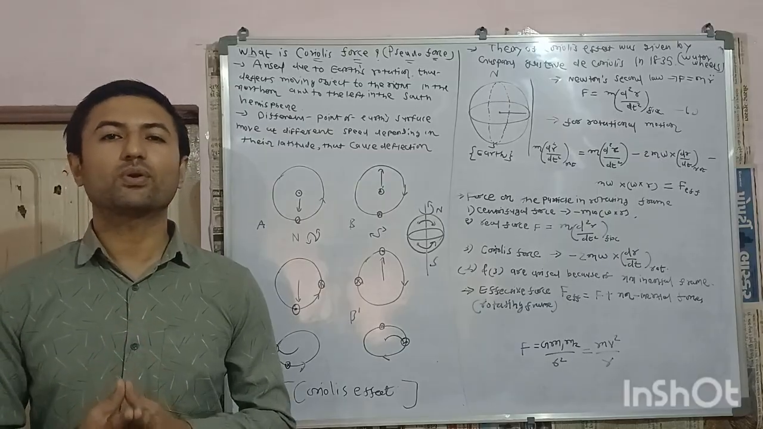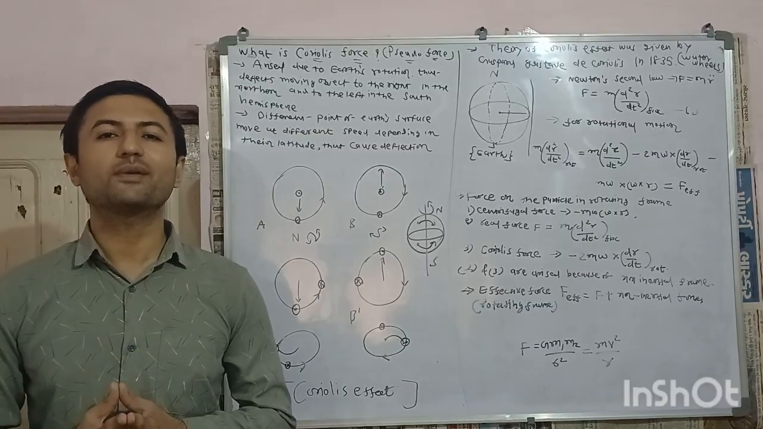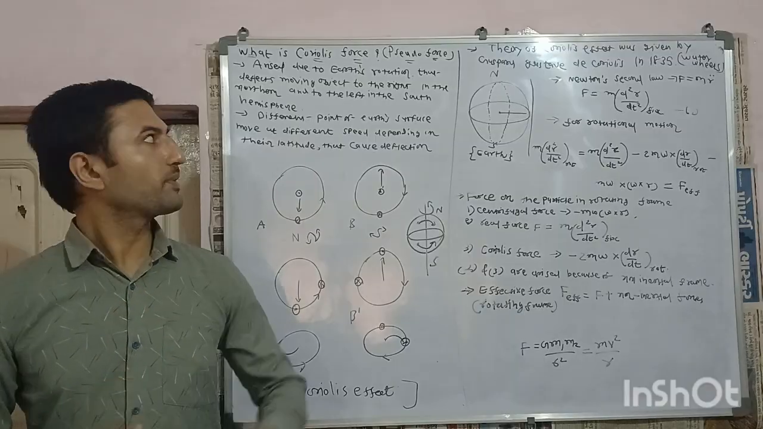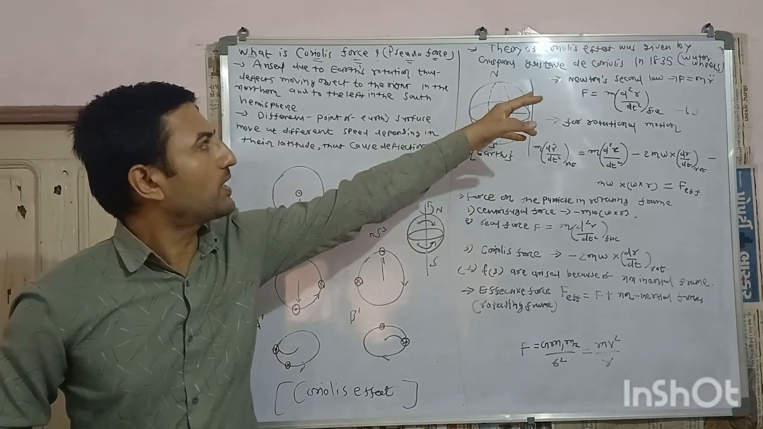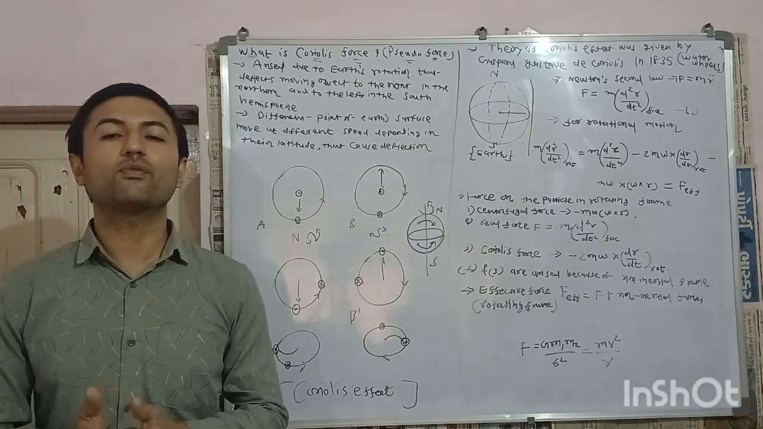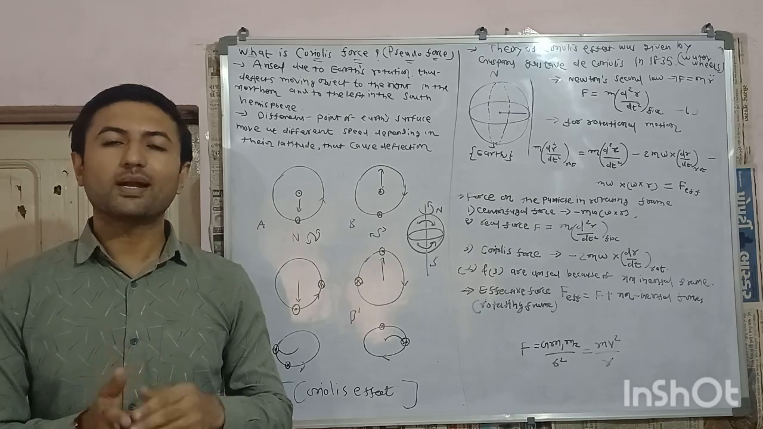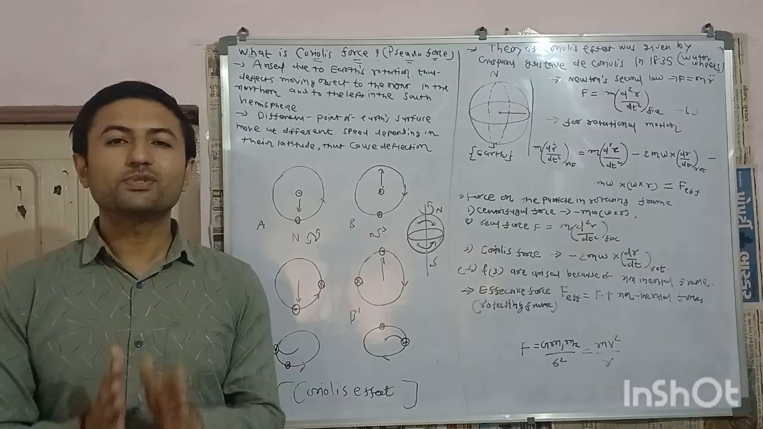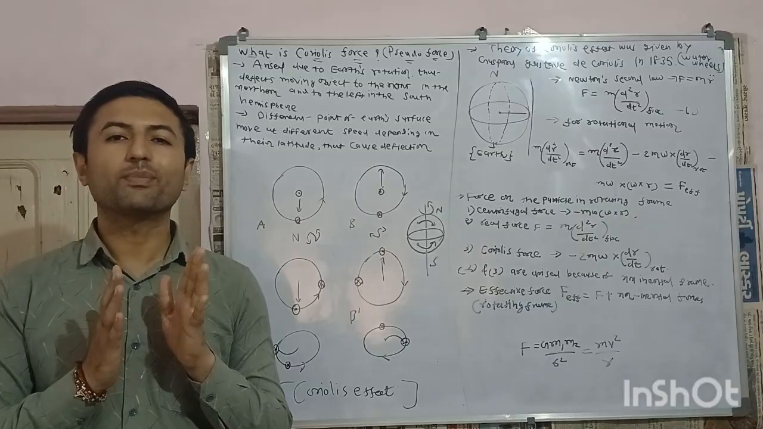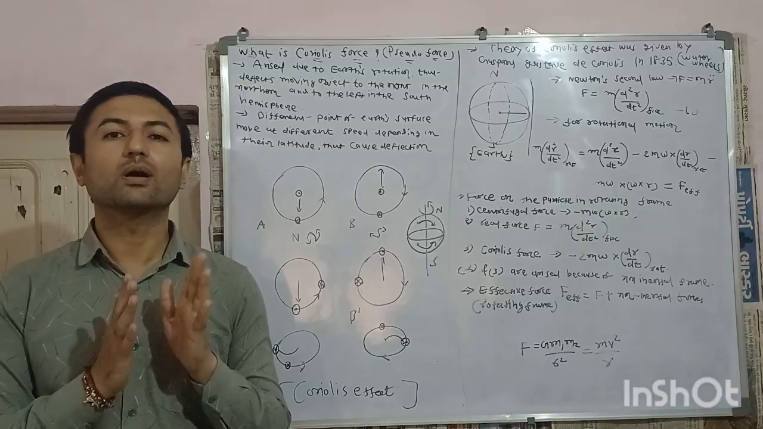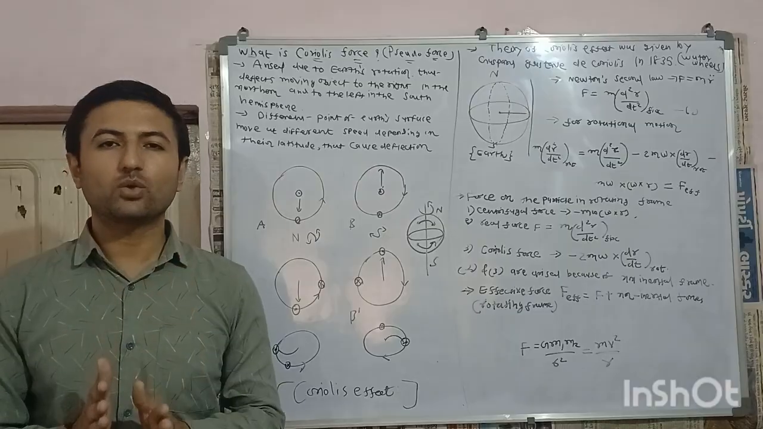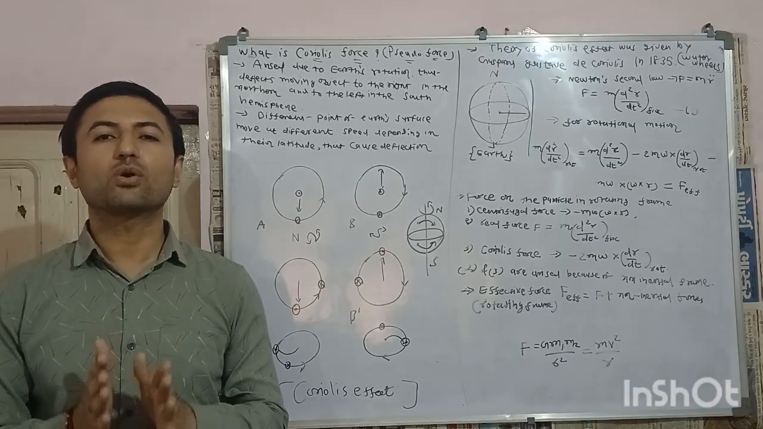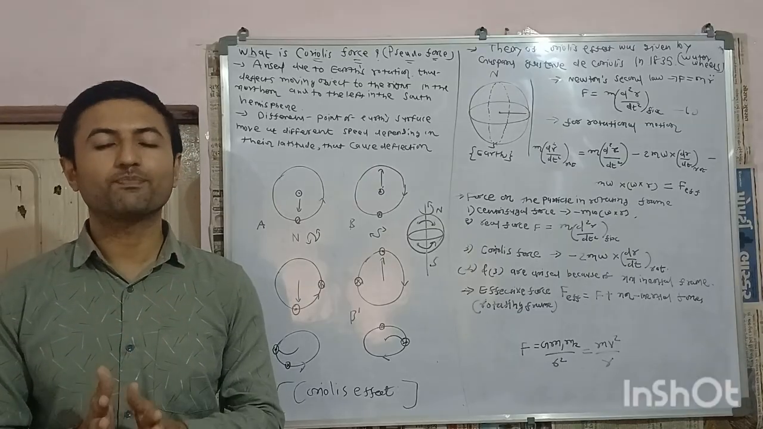The theory of Coriolis force was given by French mathematician Gaspard Gustave de Coriolis in 1835 for water wheels. Thereafter, it was applied for objects which are performing motion on Earth's surface. As I told, it arises because of Earth's rotational motion.